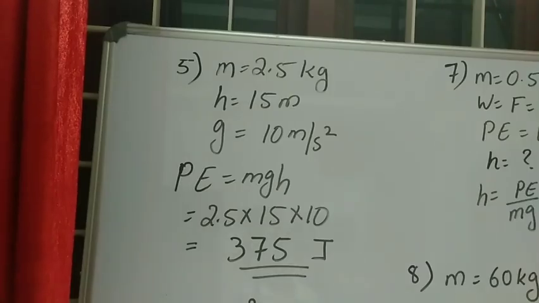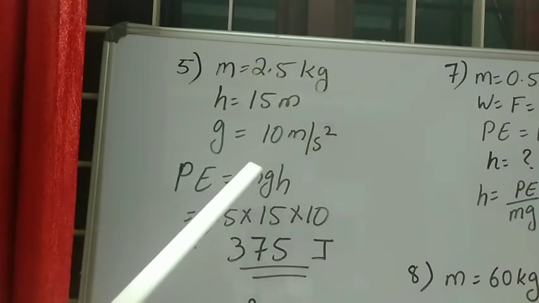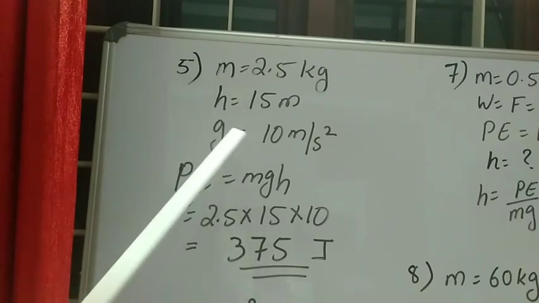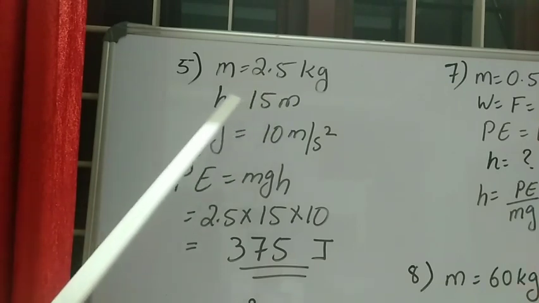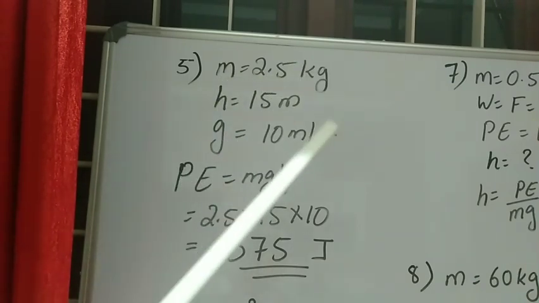Next, question number 5. Find the gravitational potential energy of a 2.5 kg mass kept at a height of 15 meter above the ground. The force of gravity on mass 1 kg is 10 Newton. So here 1 kg is given as 10 Newton. We can do the problem in two different ways. One way is we can directly convert mass into weight. W is equal to mg, mass into gravity, 2.5 into 10.